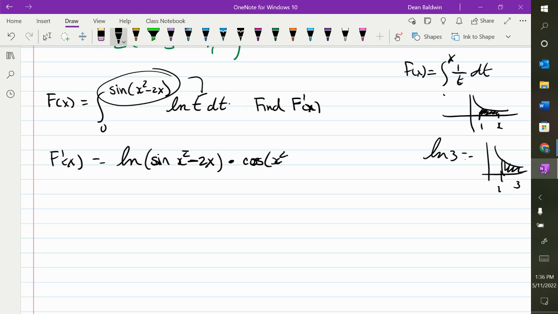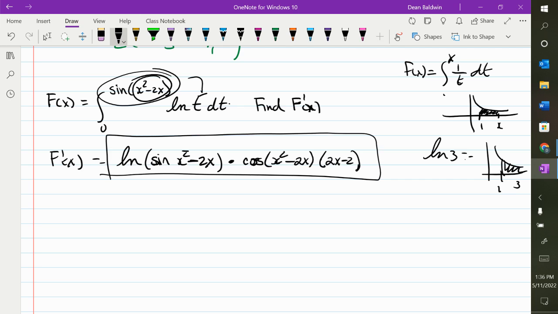Oh, maybe it's x. Oh, there we go. So cos of x squared minus 2x times the inside of this, which is 2x minus 2. That's our answer. That's it. That's your answer. I mean, that's it. What did you do?